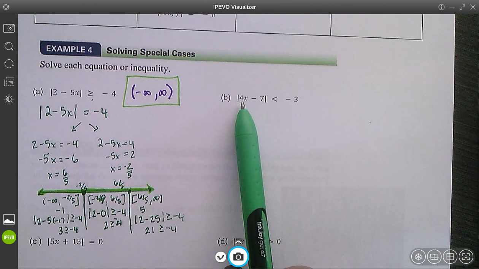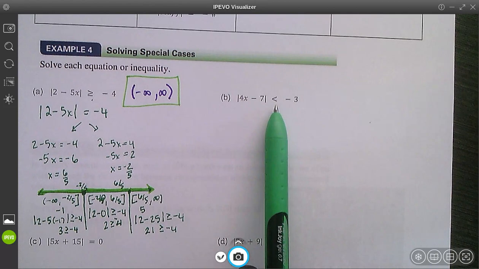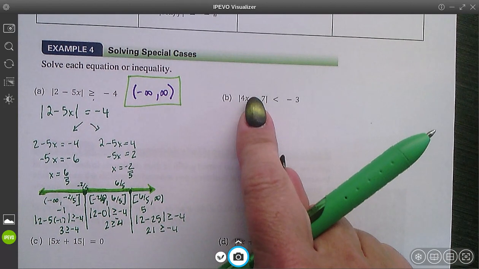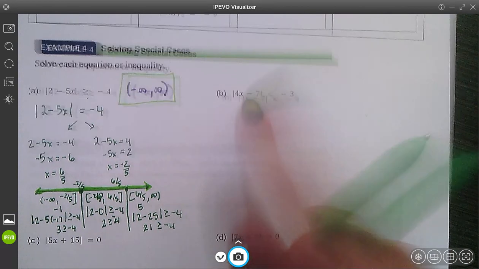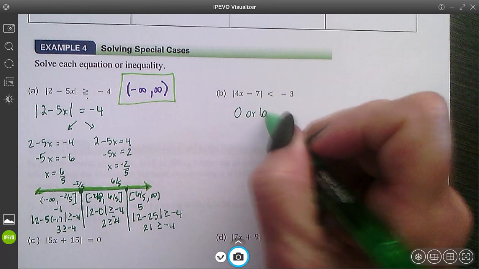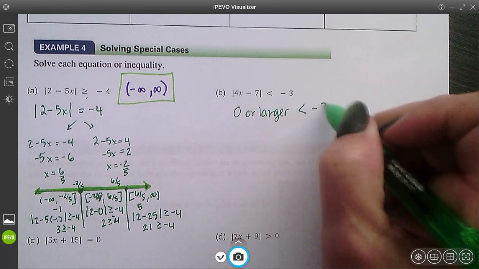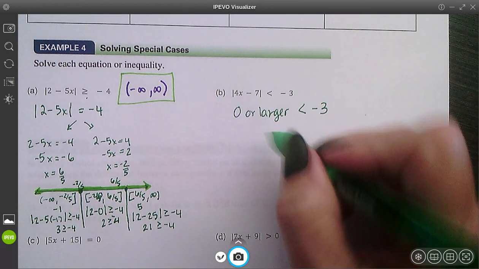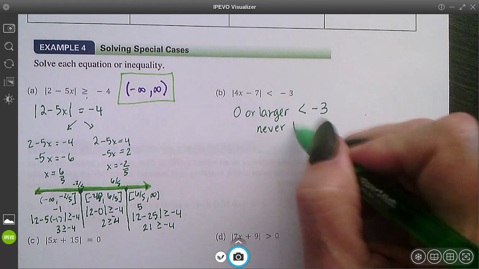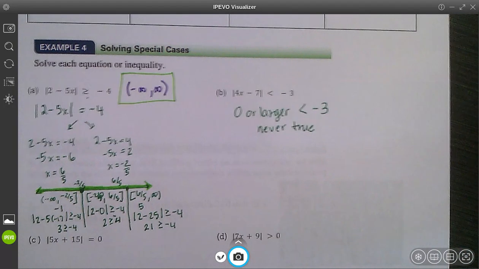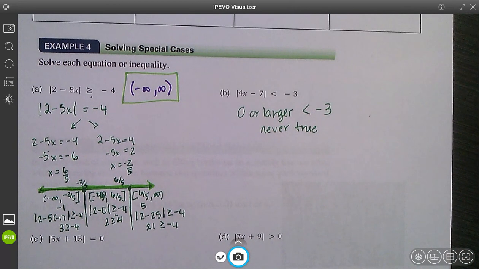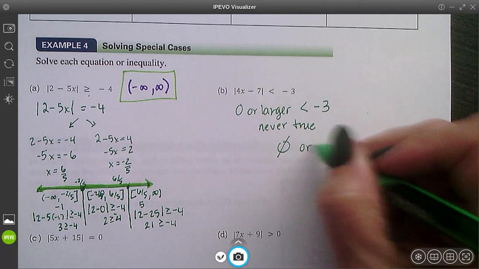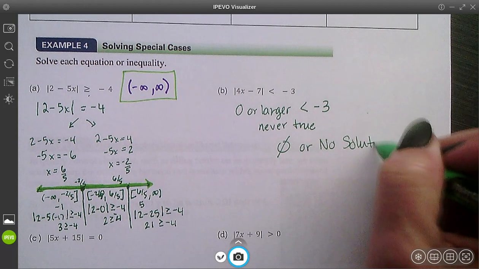What about this one? Absolute value of 4x minus 7 is less than negative 3. Well, this absolute value is always going to be a number that is 0 or larger. So a number that is 0 or larger is never going to be smaller than negative 3. So this doesn't ever work. This will never be true. So when the thing is never true, then there's no solution. So this would be either the empty set or no solution.